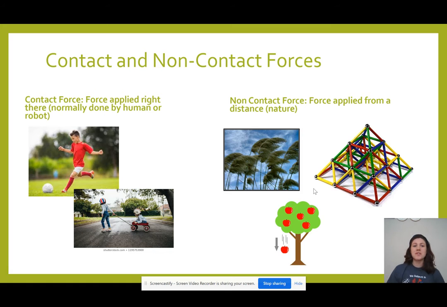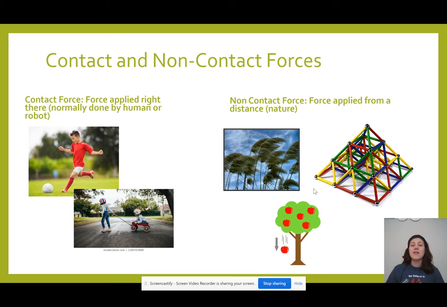Contact force is a force applied right there. Normally it's done by humans or robots, maybe in a factory. For example, if you were to kick a soccer ball, you are pushing the ball, which is your motion, away from you, but you yourself are bringing in that force. Just like if you were to pull a wagon, you are exerting the force.